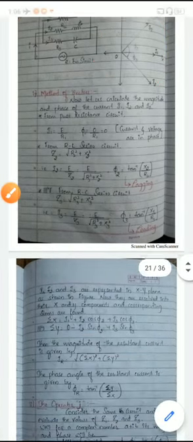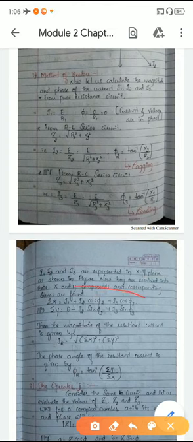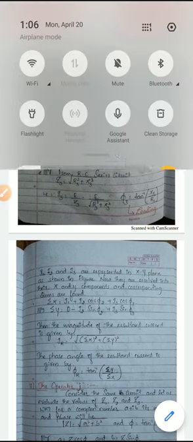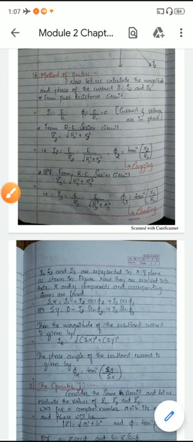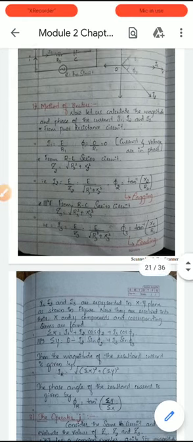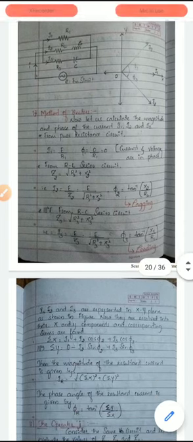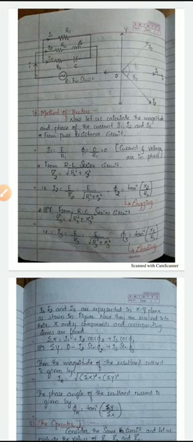We need to calculate the summation of x and the summation of y in order to calculate the resultant vector. What is the summation of x? Resolve all the components along the x-axis. I1 is already along the x-axis, therefore it is I1 cos 0, where cos 0 is 1, and I2 is in the fourth quadrant.